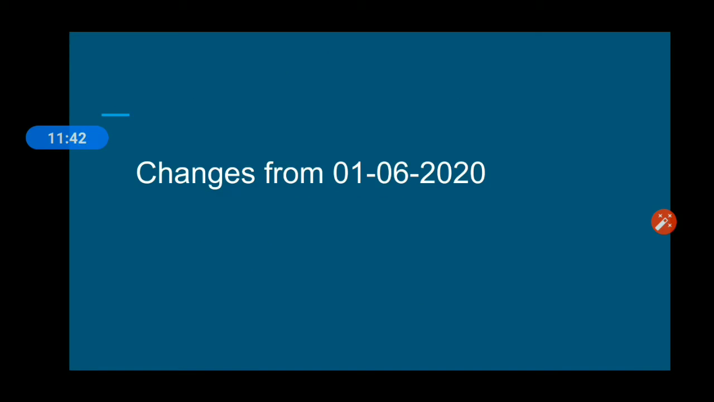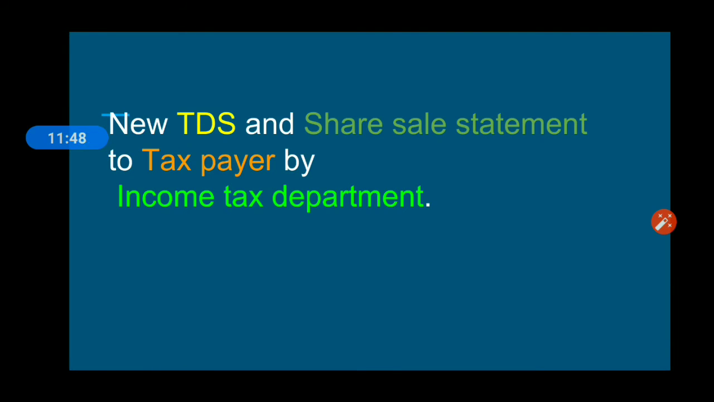Now the changes from 1st June 2020. So let's see what it is. New TDS and share sale statement to taxpayer by Income Tax Department. Friends, we all know very well we have 26AS, that is the TDS statement. But the department has said that it is going to change the format of 26AS because it is going to include a share sale statement to the taxpayer. If you made any share sales, those will also be included in 26AS, and the department has said that it is going to release the new format of 26AS very soon.